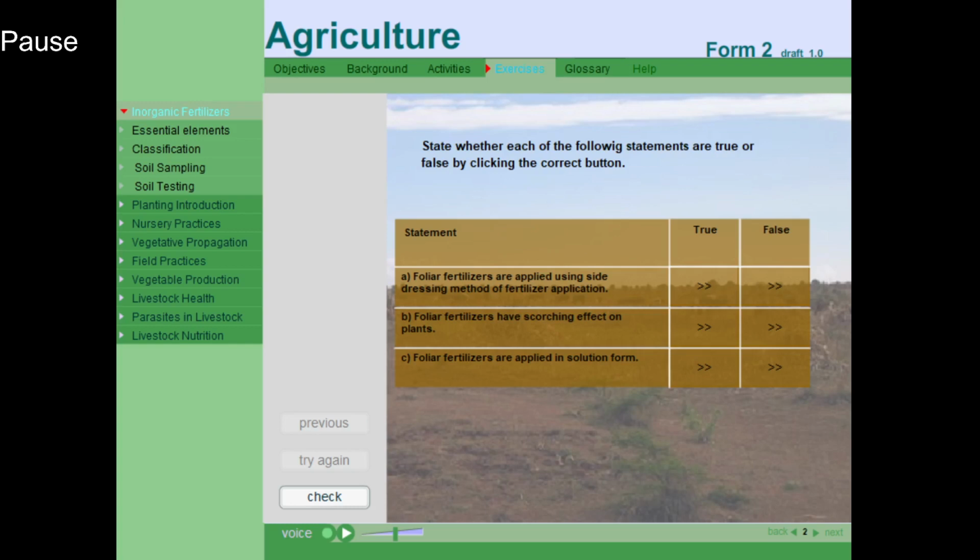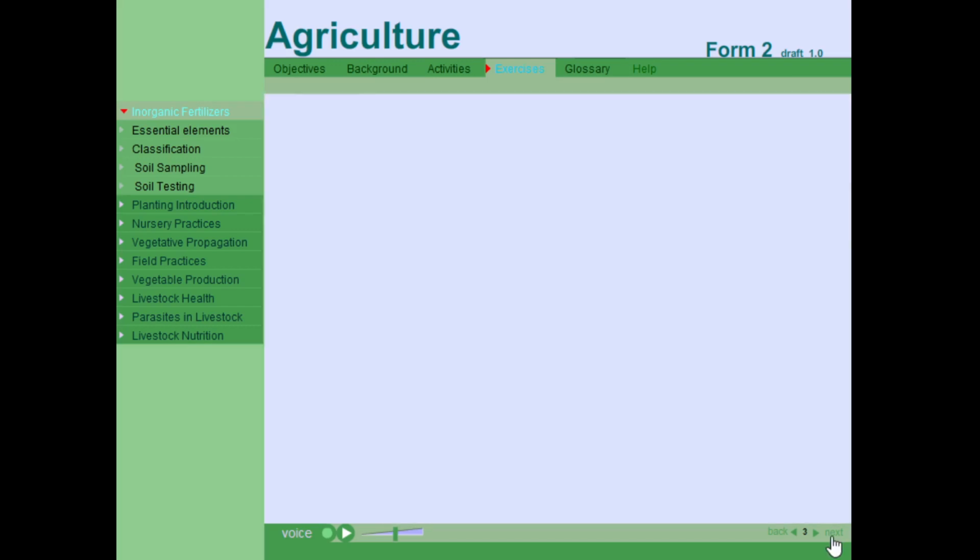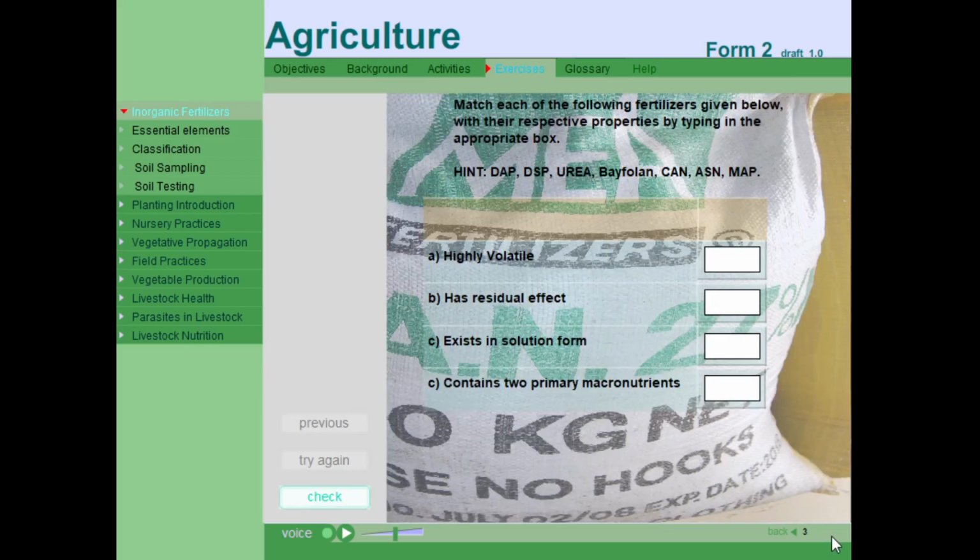Foliar fertilizers are applied using side dressing method of fertilizer. Foliar fertilizers have scorching effect on plants. Foliar fertilizers exist in solution form. Match each of the following fertilizers to their respective properties by typing the correct fertilizer to the respective box.